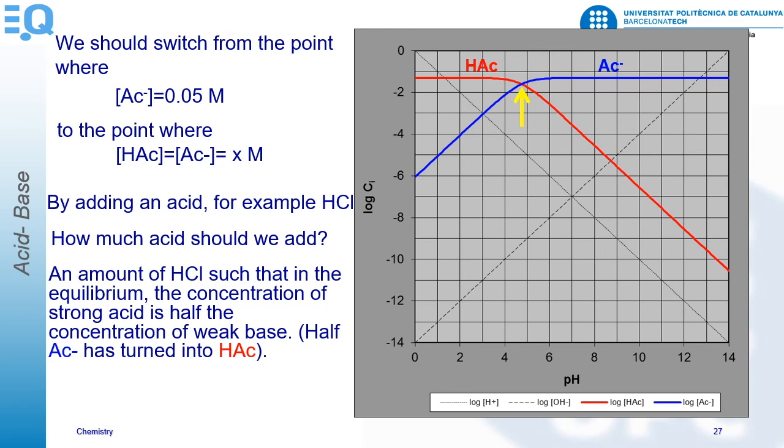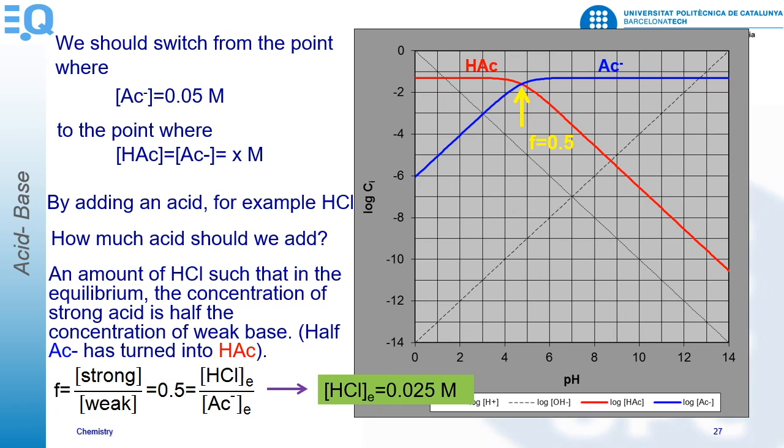At this point, half of the acetate anions have turned into acetic acid. Do you remember the concept of F factor? In this buffer point, the F is 0.5. If the hydrochloric acid is very concentrated, 1 or 2 drops will be enough so that when adding them to the solution it has a final concentration of 0.025 molar. This final concentration is the equilibrium concentration.